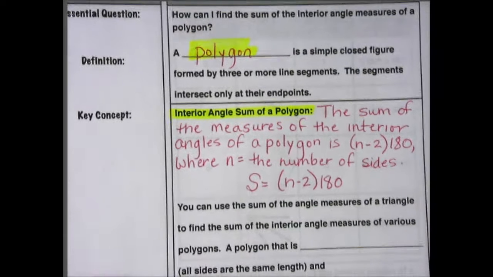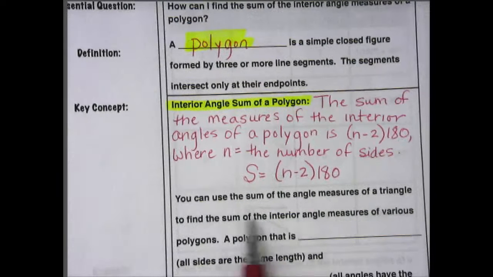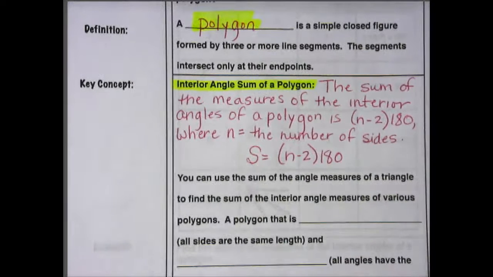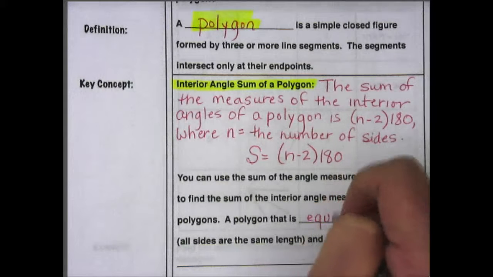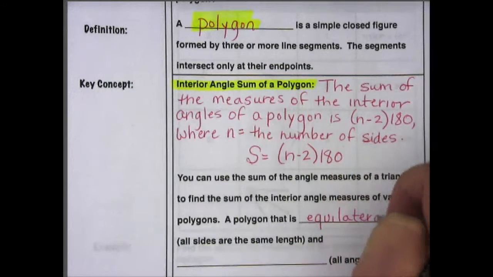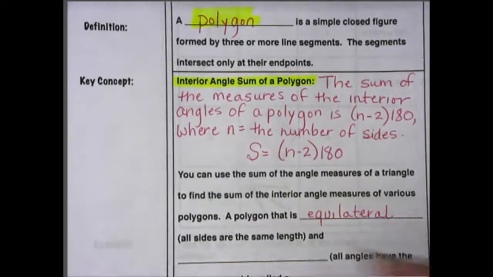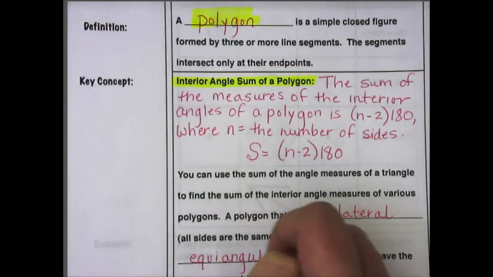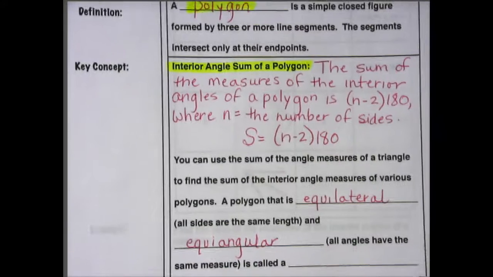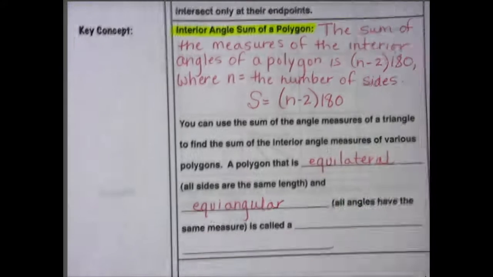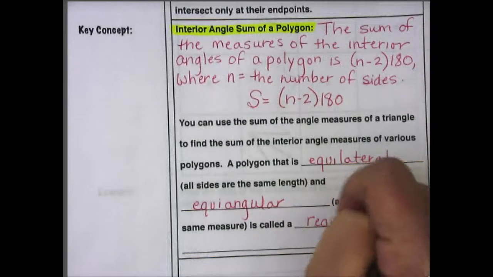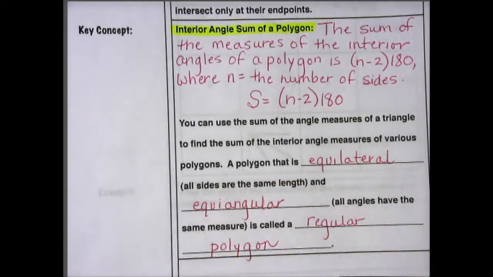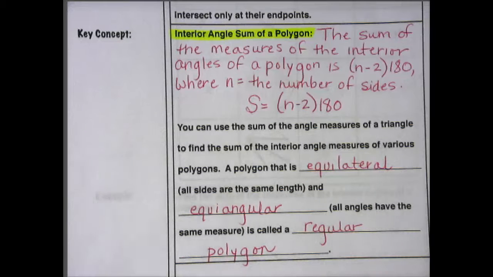You can use the sum of the angle measures of a triangle to find the sum of the interior angle measures of various polygons. A polygon that is equilateral, meaning that all sides are the same length, and equiangular, meaning that all angles have the same measure, is called a regular polygon. And this is the type of polygon that we're going to be working with when discussing these concepts today.